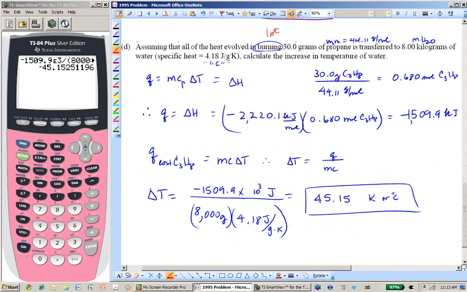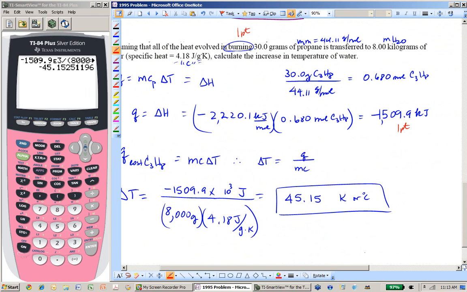All right, then down here on part D, this part was also worth 2 points. And 1 point again. No, I take that back. Yeah, it's still worth 2 points, but 1 point for getting this value. Being able to realize that Q was delta H and that you had a fraction of a mole, so you weren't going to have negative 2220.1 kilojoules. You were going to have that times the fraction that you had of 0.68. So getting that number was worth a point. And then the final answer was worth a point.